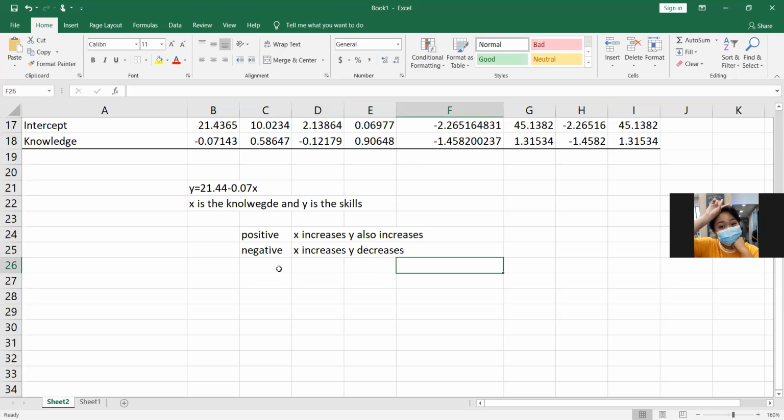And for no correlation, it is 0. It means that the increase or the decrease in knowledge has nothing to do with, or is not associated with, his or her skills.